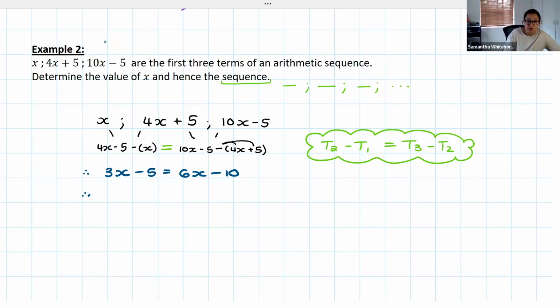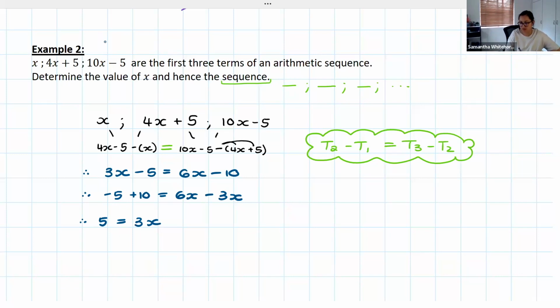How you guys choose to do this is up to you. Whether you put x's on the left or the right, it really doesn't matter, as long as all your signs are correct, whatever floats your boat. So I am going to actually put my constants all on the left-hand side. So that means I would have minus 5 plus 10, and then 6x minus 3x. Again, guys, you don't have to write that down. If you're happy to go straight to 5 equals 3x, that is absolutely fine.